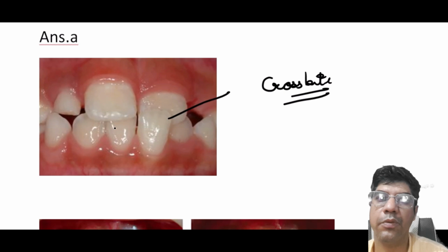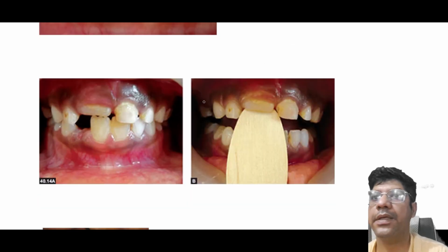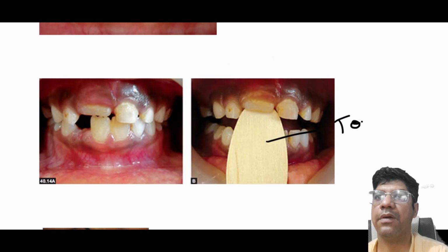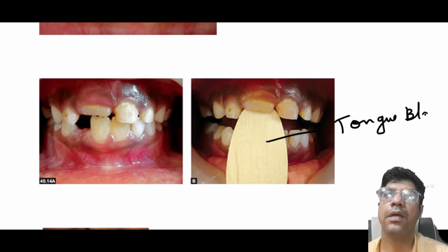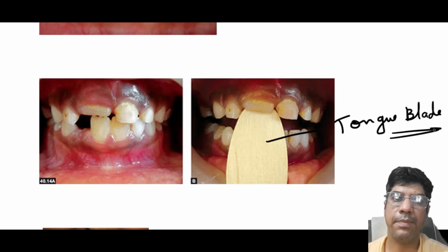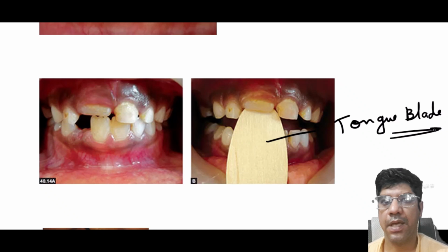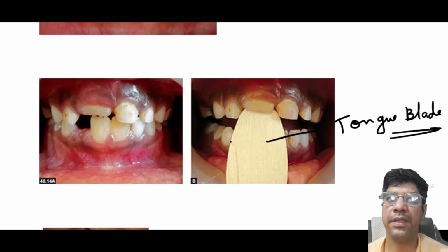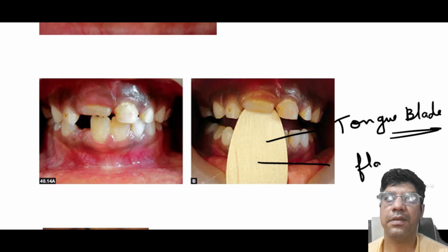First of all, we can use the tongue blade. This one is an example of a tongue blade. The tongue blade, remember, is particularly used when a crossbite is observed during the eruption of the permanent teeth, especially in the pre-adolescent patient. The tongue blade, remember, is a simple and inexpensive appliance resembling a flat ice cream stick.